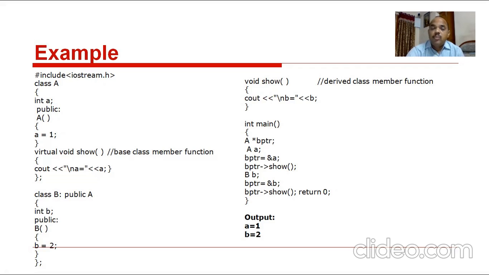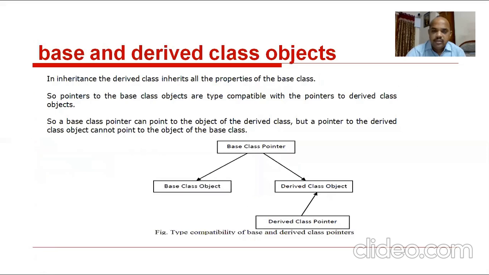Simply, a derived class pointer will not allow base class addresses, so it will not point to a base class object. Clear, all of you? The base class pointer can point to the object of the derived class. Remember, all of you, but a pointer to the derived class cannot point to the object of the base class. So in this diagram here: base class pointer, base class object, derived class object, and derived class pointer.